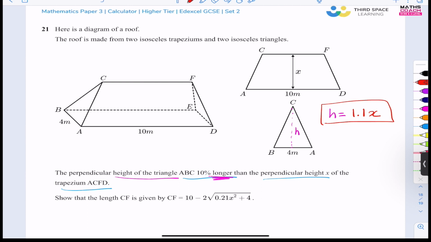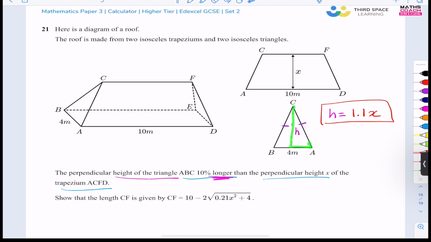Show that the length CF is given by the following. So CF, let's see what that is. That's this. So find an expression for that and show that it's equal to this. That's what we want to do. Where do we begin? First of all, we know that this triangle here is an isosceles triangle because these two lengths are going to be the same. So let's mark that in here. We have the length here as 4.